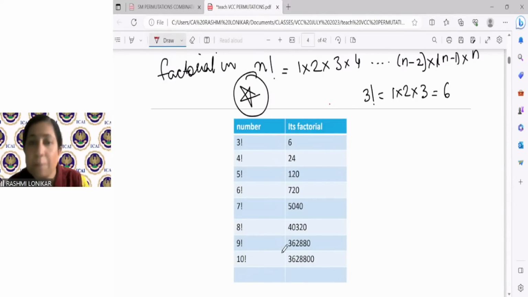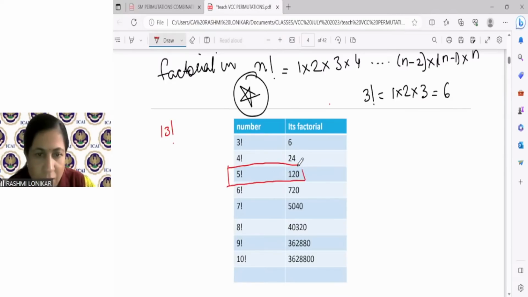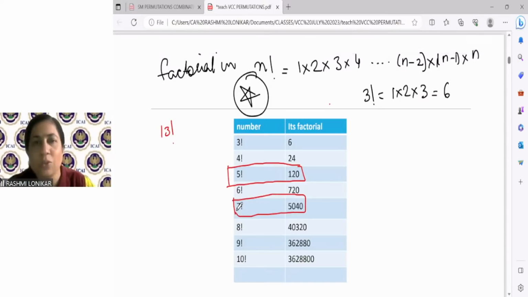But after that, what happens if I've got 13 factorial? Then you can have 5 factorial as your baseline, or 7 factorial. You should know at least these two, and from there you can do it.